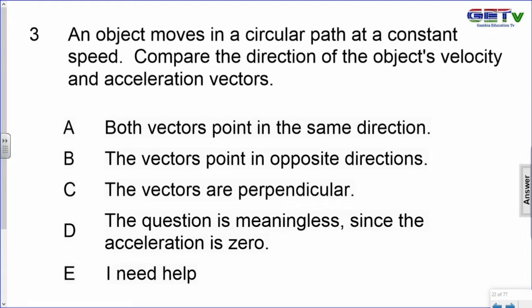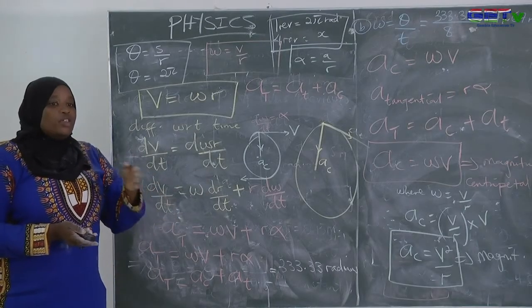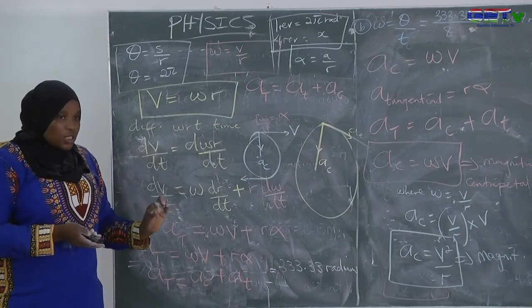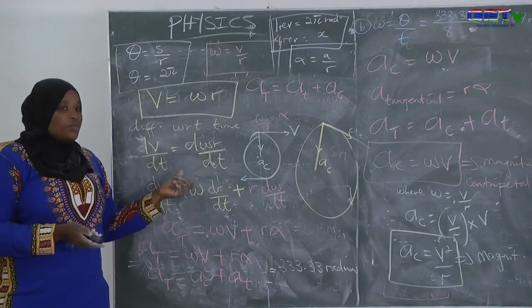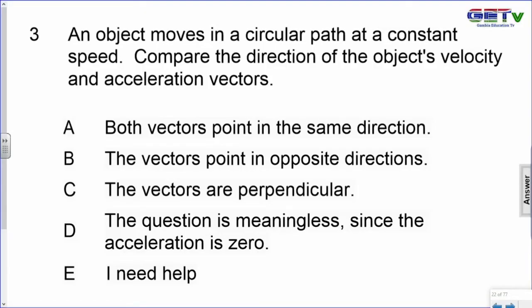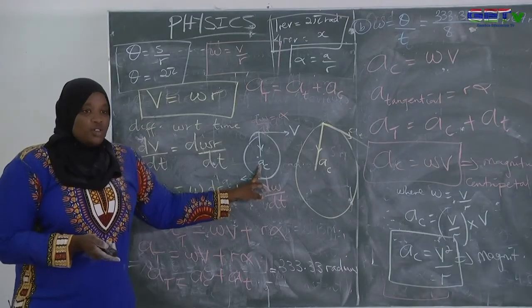D is wrong because the acceleration is not 0, as I've explained. This is because the velocity is changing. The direction of the velocity changes, though the magnitude is constant. So as a result, the acceleration cannot be 0. And then the correct option to this problem is letter C. You can refer to my diagram here. You will notice that the velocity will always be perpendicular to the acceleration, as shown on the diagram.